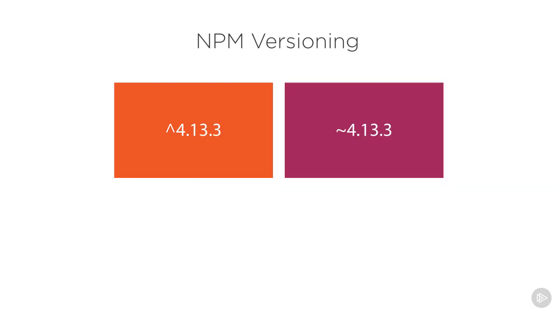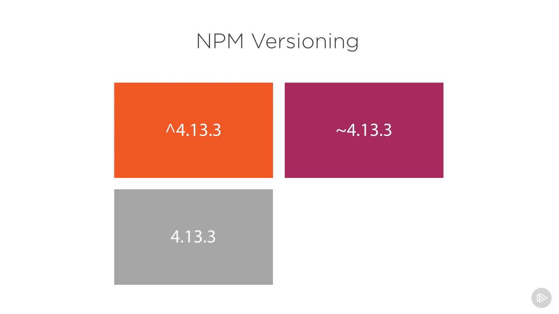A tilde is a little more restrictive. So in this case, 4.13.3, if I have a tilde in front of it, then it's going to ignore just the minor version, right? So if I've got tilde 4.13, I don't care what's after that second dot. I'll take whatever as long as it's the latest. The last option, and the option my NPM defaults to, is nothing. If I have nothing and I say 4.13.3, guess what? I'm getting 4.13.3. And it doesn't matter if new versions of packages come out or not, that's what I'm getting.